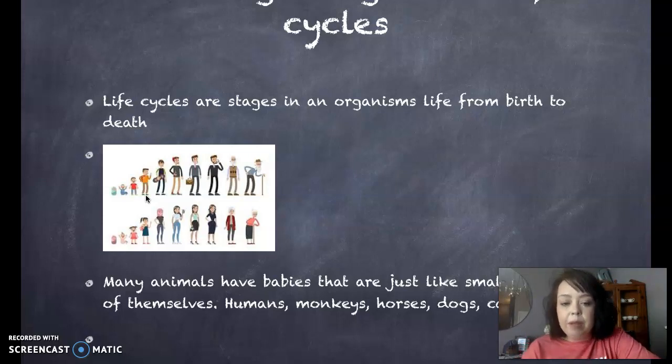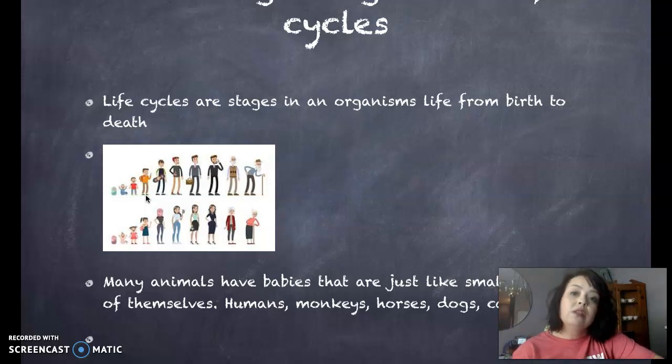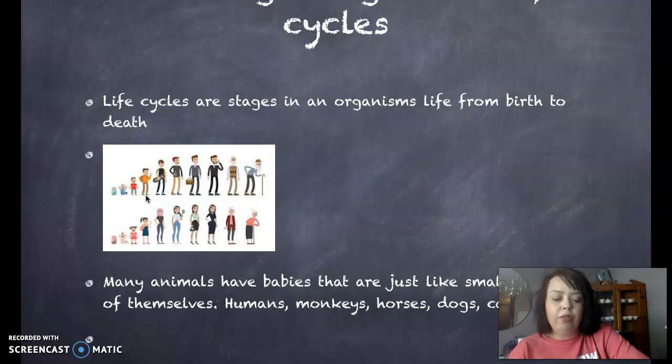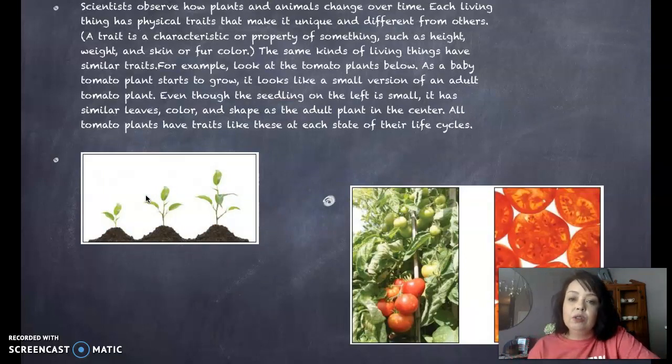Many animals have babies that are just like small versions of themselves, like humans. Also, other animals like monkeys, horses, dogs, cats. The little baby ones look like the moms or the dads, or a mixture of both. So scientists observe how plants and animals change over time. Each living thing has physical traits that make it unique and different from others.